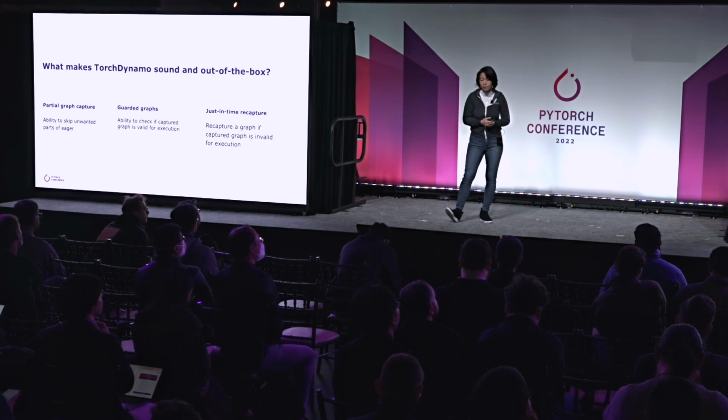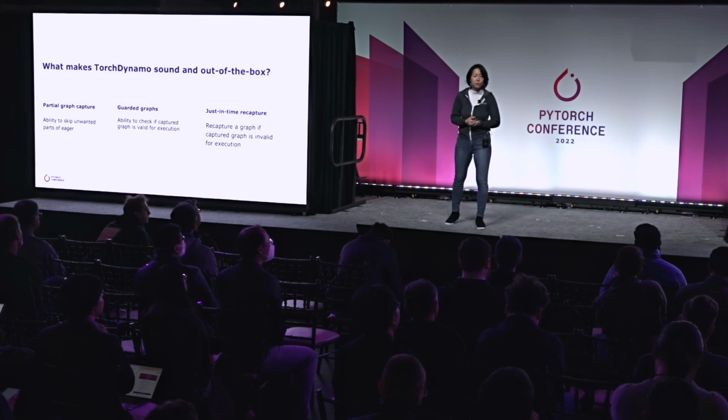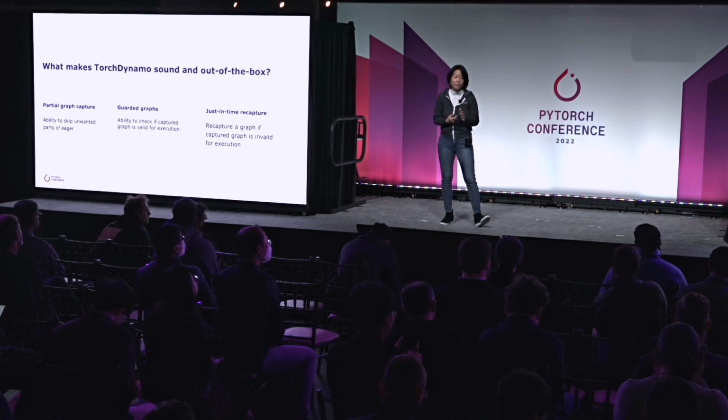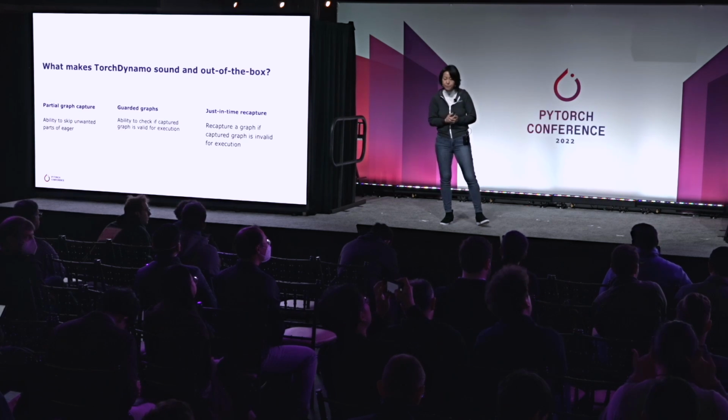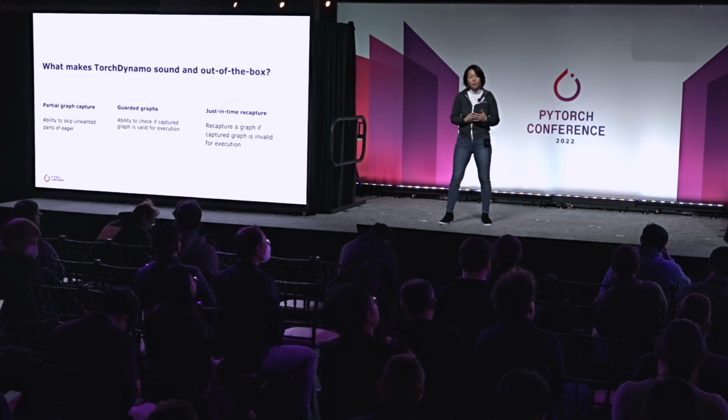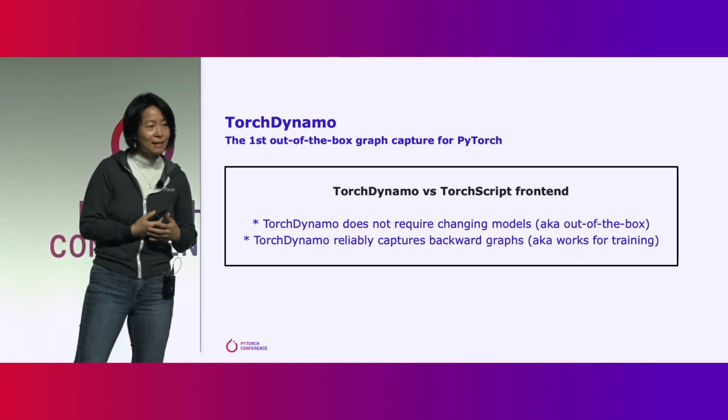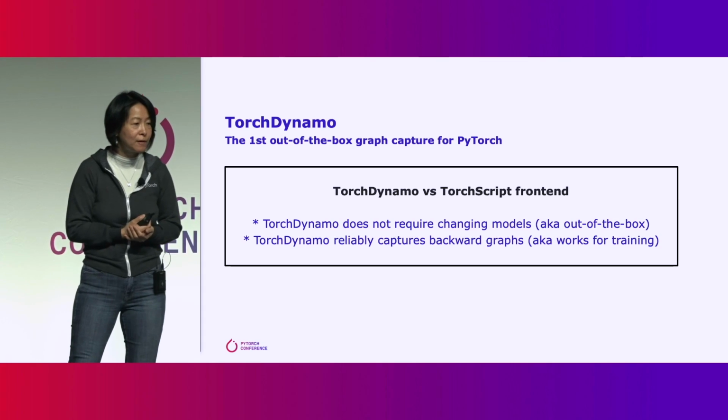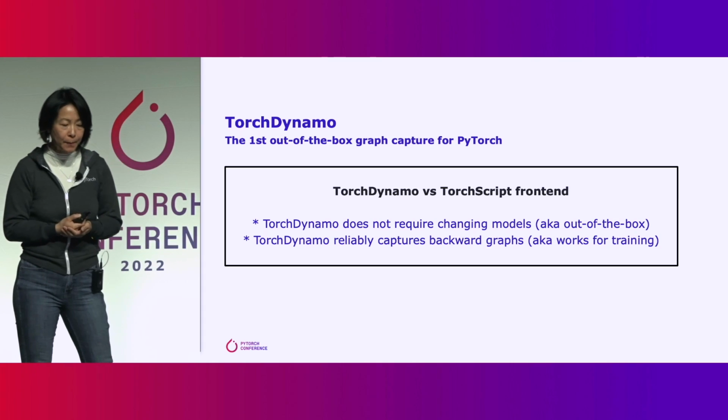And then there is guarded graph generation. Basically, we want to make sure whatever we capture at capture time is still valid when we're replaying this graph. And finally, if we find a mismatch on the guard, we have the ability to just-in-time recapture. So partial guarded graph capture with just-in-time recapturing is what sets Dynamo apart from all our previous graph capture technologies. And by the way, there's this thing called AOT Autograd that captures the backward part of the graph, and that makes it work for training.